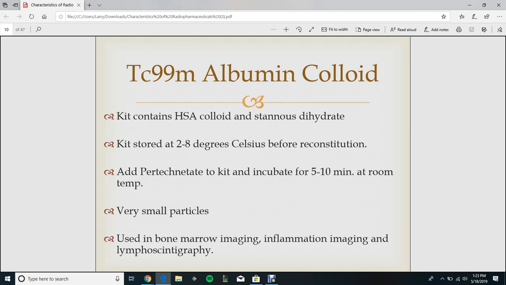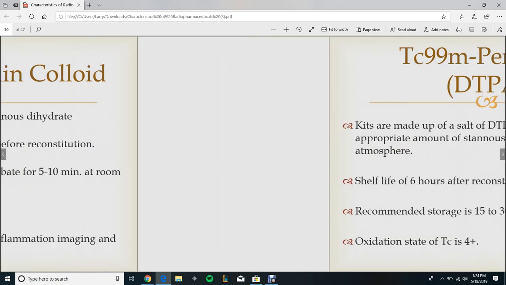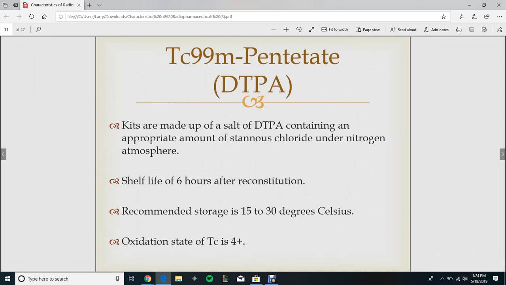Technetium-99m albumin colloid. The kit contains HSA, colloid, and stannous dihydrate. The kit is stored at 2 to 8 degrees Celsius before reconstitution. Add pertechnetate to the kit and incubate for 5 to 10 minutes at room temperature. Very small particles. They're used in bone marrow imaging, inflammation imaging, and lymphoscintigraphy.